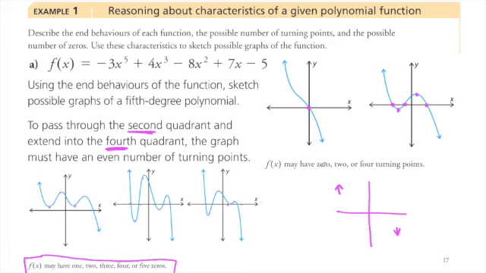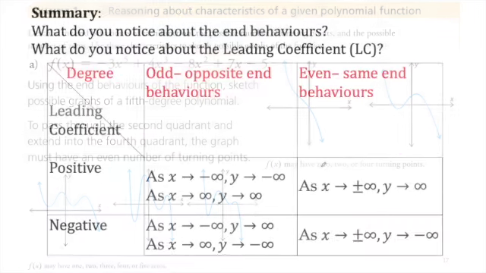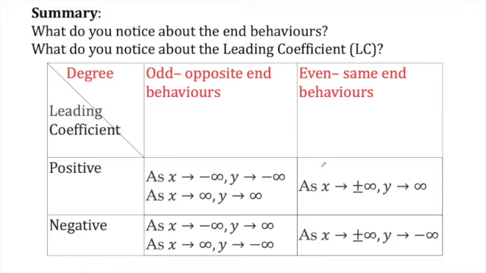Another example, looking at your summary at the end of your worksheet, what you noticed about end behaviors and what you noticed about the leading coefficient. Okay, so for the degree, the odd has opposite end behaviors, the even has the same end behaviors, so you know that. If your leading coefficient is positive, the end behaviors are negative infinity, positive infinity. They're opposite.